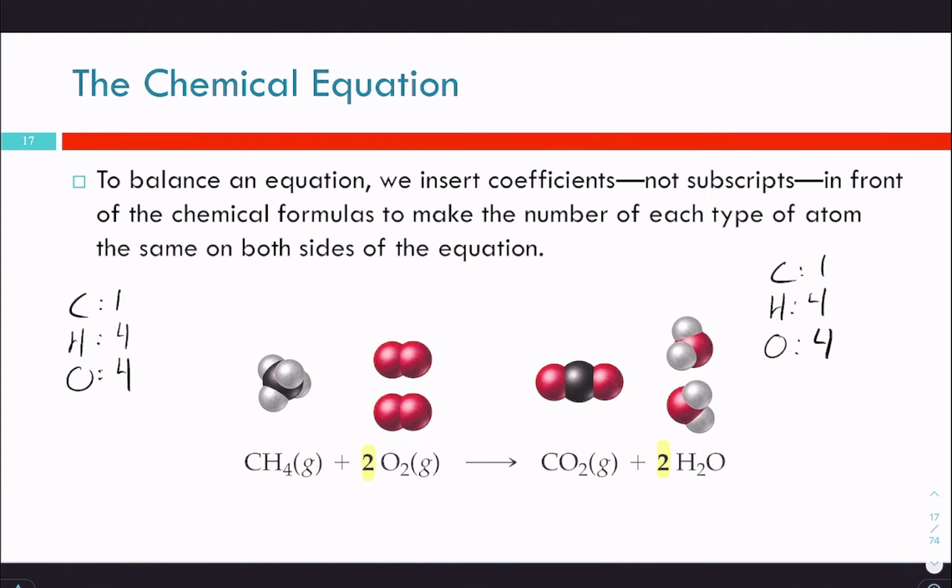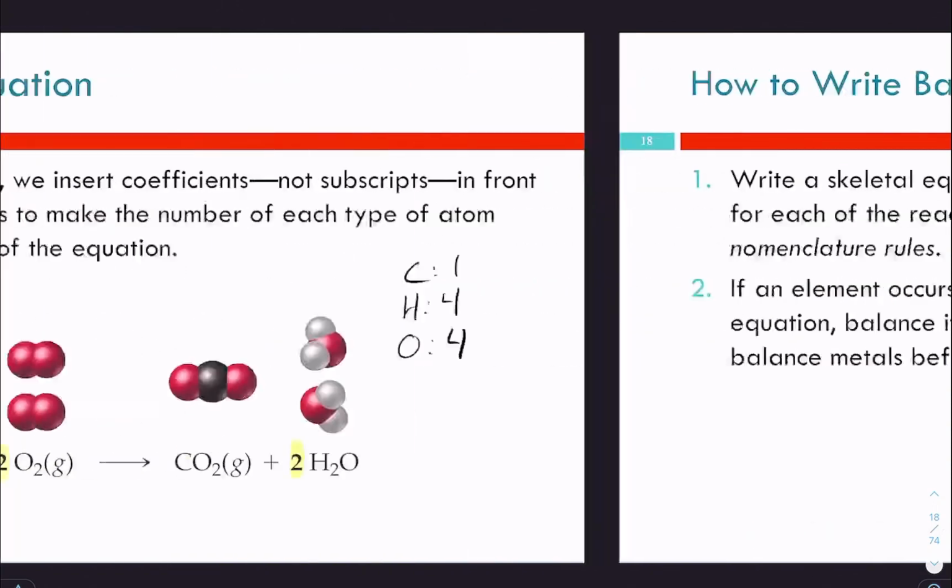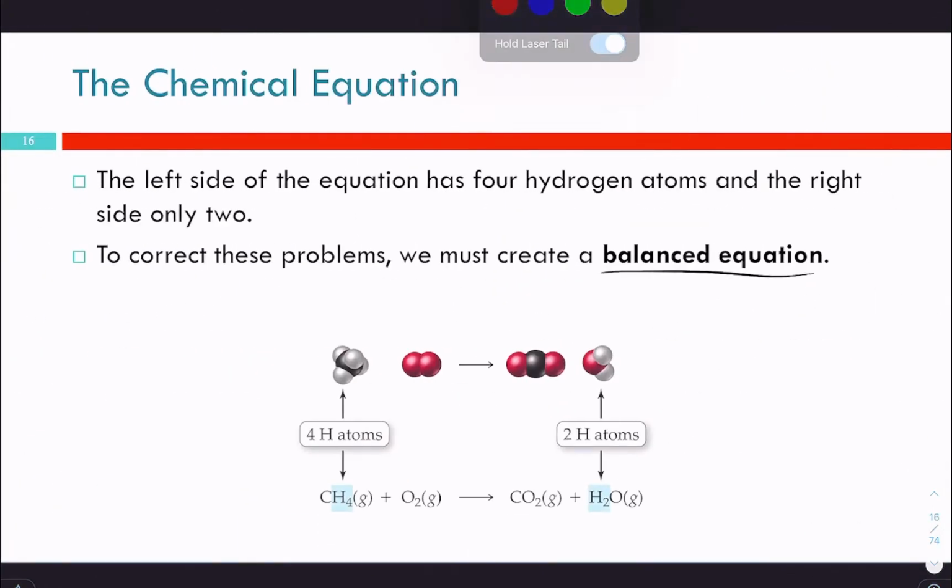So we have the same number of atoms now on each side. All we had to do was add a coefficient of 2 to 2 of these molecules. So to put this into sort of a formula that you can follow, write a skeletal equation by writing the correct chemical formulas for each of the reactants and products. So that's like we had before, where we've got just the methane, oxygen, carbon dioxide, and water.